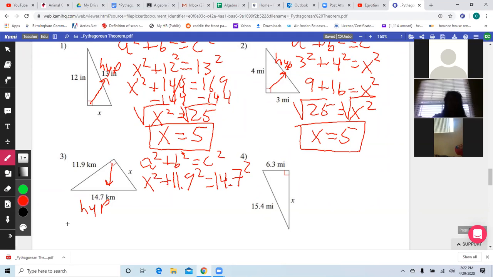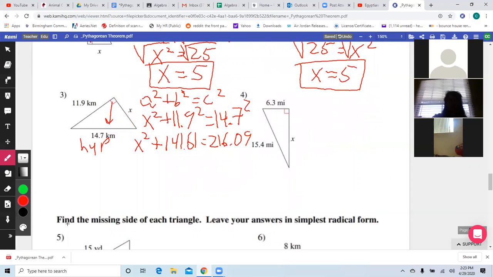squared. And this is where you would just take out your calculator and figure out what 11.9 squared is and what 14.7 squared is. So 11.9 times 11.9. You're just going to use your calculator for this. You get 141.61. And then 14.7 squared is 216 and 9 cents. Oh, that's not money. 216.09. I just use the calculator.